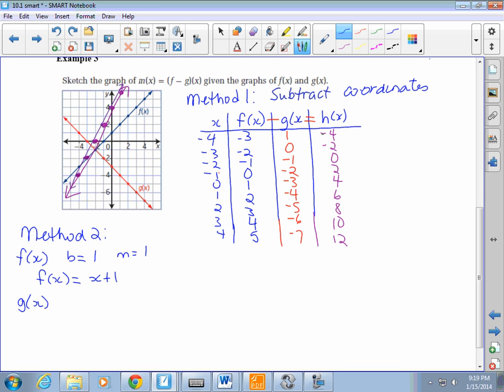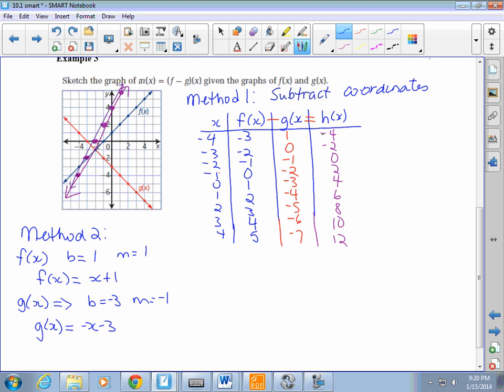For the g of x graph, my y-intercept was at -3, right there, and then if I pick a point, whether I go up or down, my slope went down 1 and over 1, so it's a -1. So my equation is going to be -x minus 3.